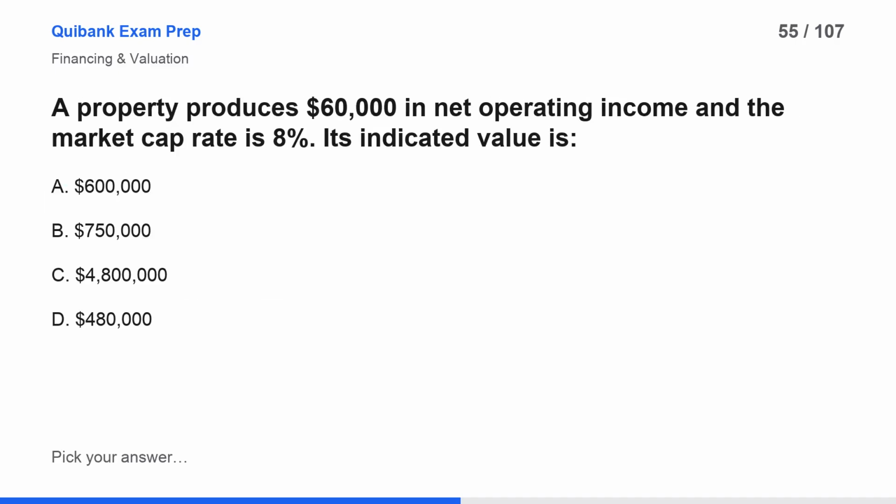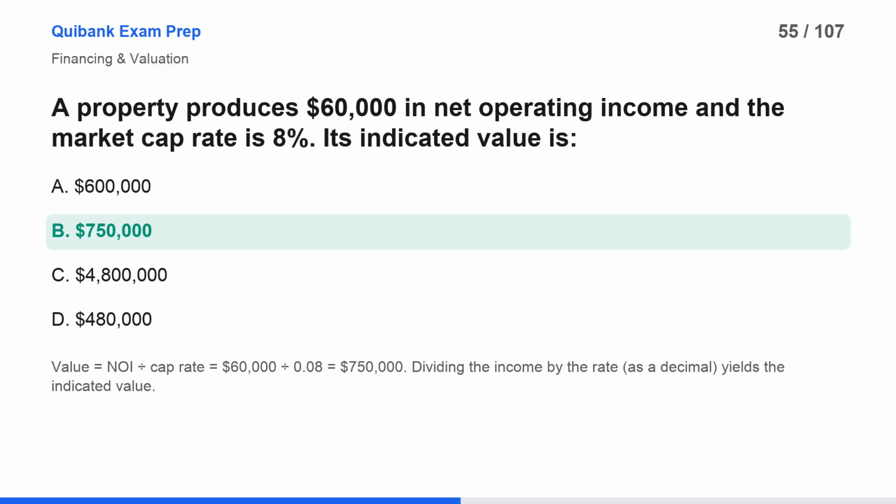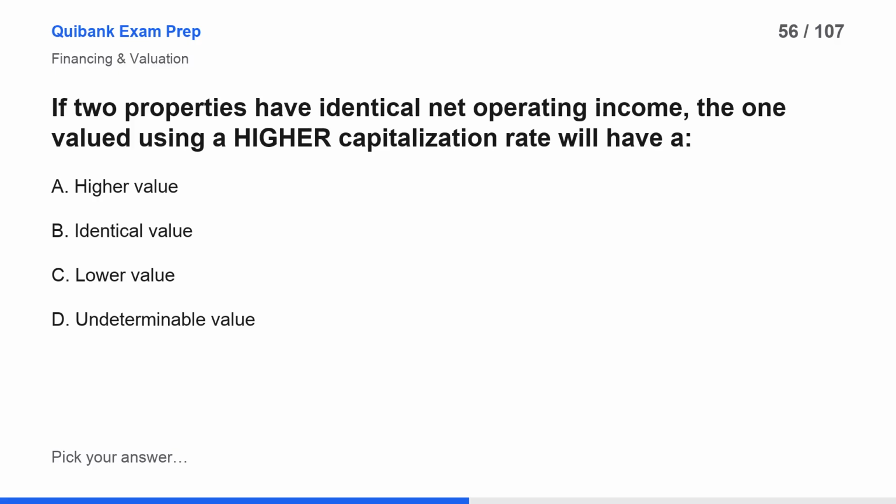Question 55. A property produces $60,000 in net operating income and the market cap rate is 8%. Its indicated value is A. $600,000, B. $750,000, C. $4,800,000, D. $480,000. The answer is B. $750,000. Value equals NOI divided by cap rate equals $60,000 divided by 0.08 equals $750,000.